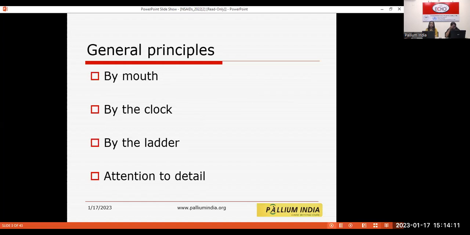That is the key to good pain management. We will just move on to step 1 today. If this is very clear, you have to understand it has to be given by the mouth, by the clock, by the ladder, and attention to details.